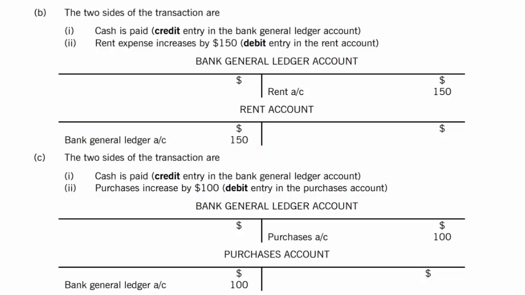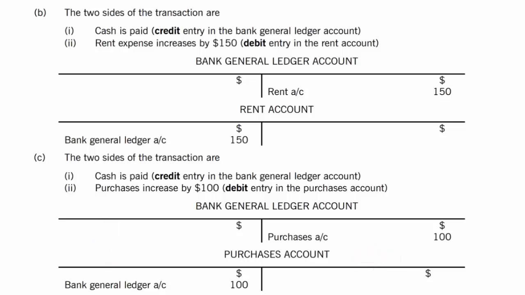Transaction C. Buying goods for $100 in cash. What happens? The business purchases inventory using cash. This reduces cash but increases purchases, an expense account. 1. Cash account, asset. Cash decreases because it was used to pay for the goods. This is recorded as a credit. 2. Purchases account. The purchases account increases to reflect the cost of the goods. Expenses increase with a debit.